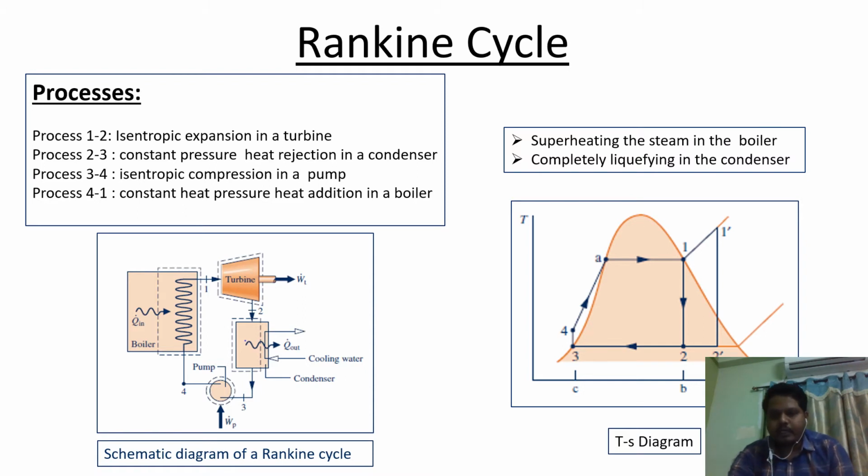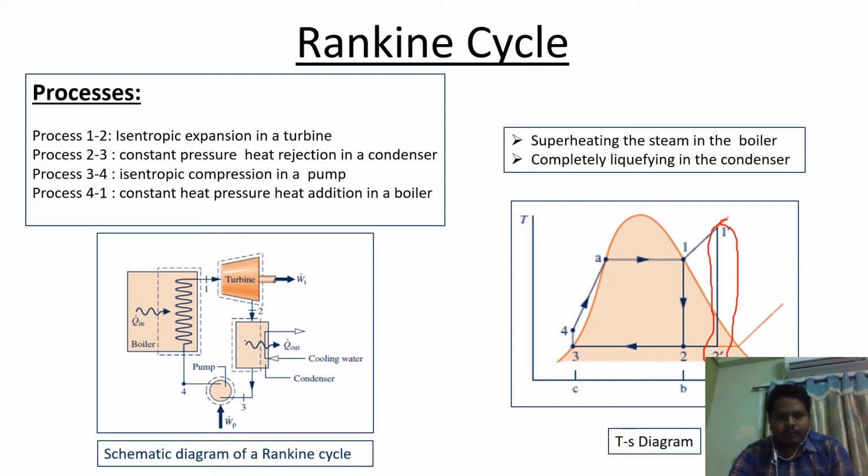Now if you look at the TS diagram, just forget about the 1 dash 2 dash. Let us see 1 2 3 4 1. This is the complete Rankine cycle. See what is happening in the turbine. In process 1 to 2, the steam is expanding isentropically. Here 1 to 2 is a vertical line, since it is an isentropic process, so the entropy is constant.